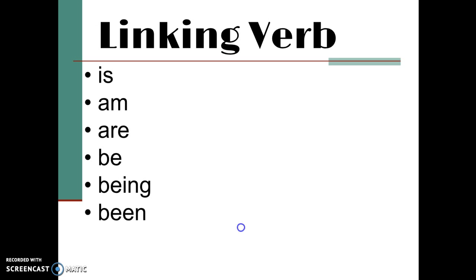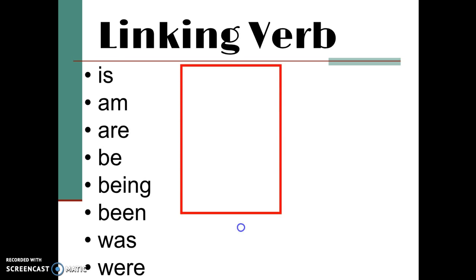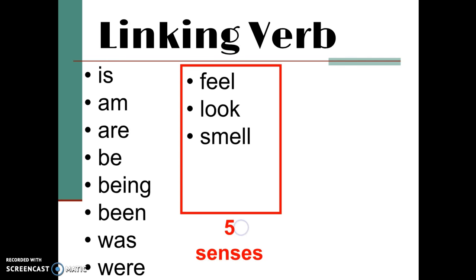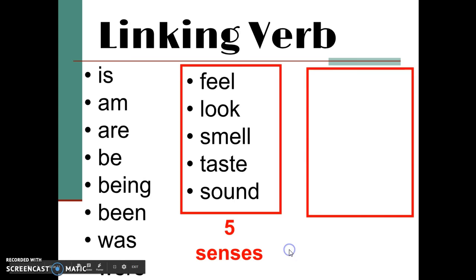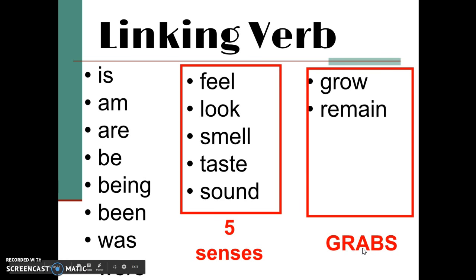The first 8 are the linking, just state of being: am, is, are, was, were, be, being, been. And then we had 5 that go with the 5 senses: look, smell, feel, sound, and taste. And we do have to be careful with these. See is a verb that describes one of the 5 senses, but it's not a linking verb. So you've got to make sure that you memorize these 5. And then we have the ones that go with the mnemonic: grabs, grow, remain, appear, become, and seem.